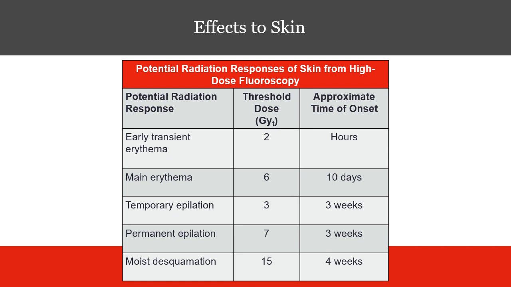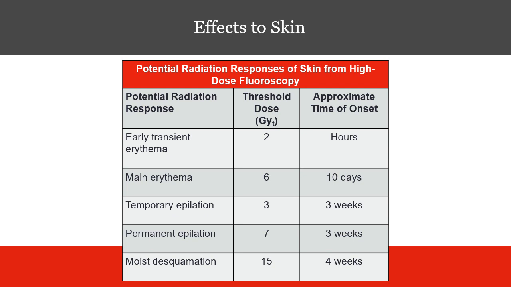As far as potential responses of skin from high-dose fluoroscopy, this was looking perhaps at a cardiac cath lab, angiography, different things like that. So early transient erythema is going to occur as the earliest stage of redness of the skin at 2 gray. Now that's a pretty high dose, 2 gray. Approximate onset is going to be hours.